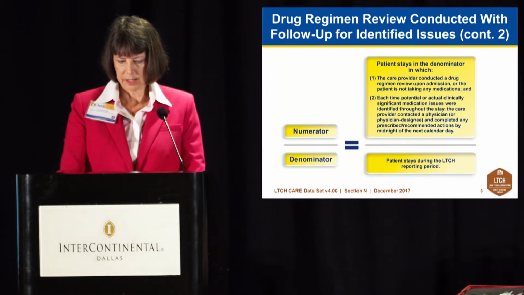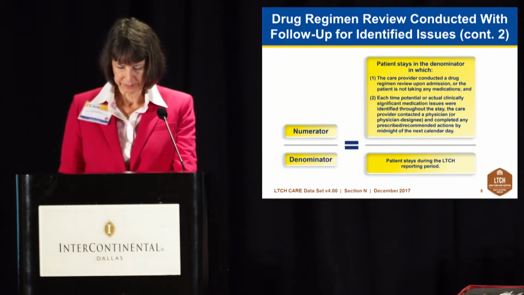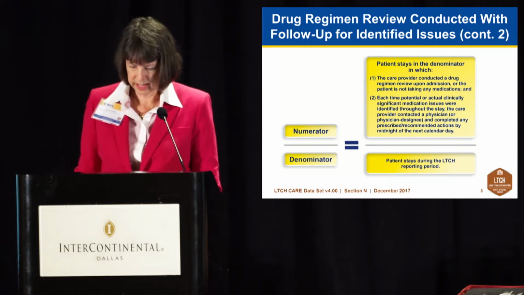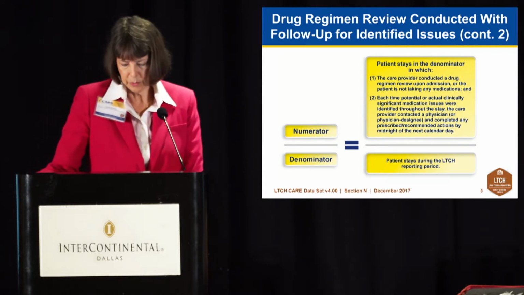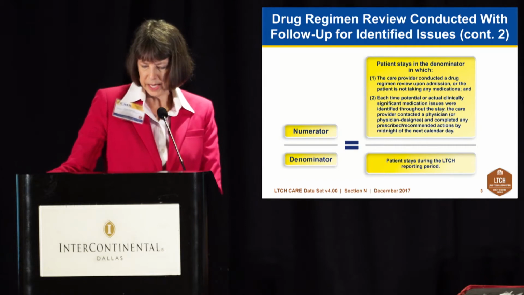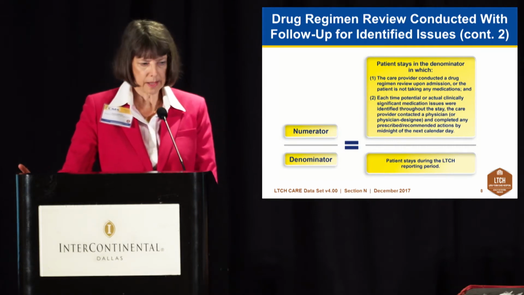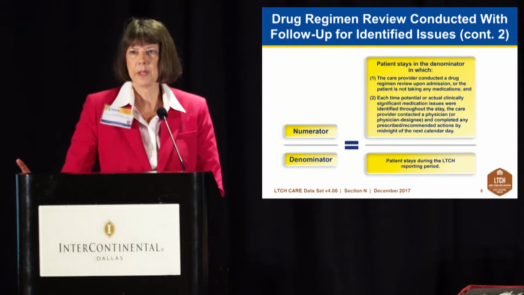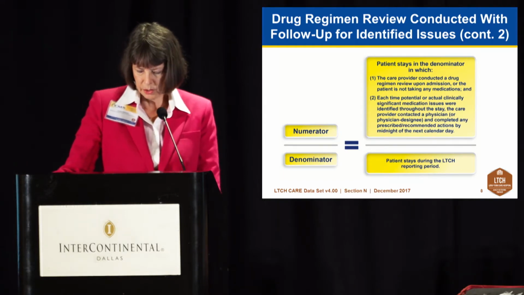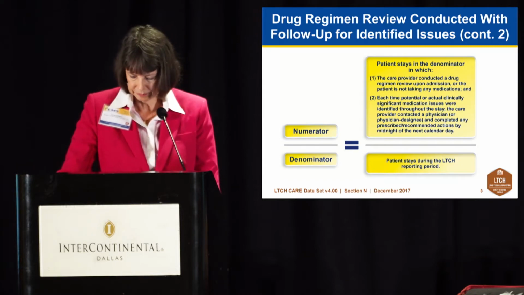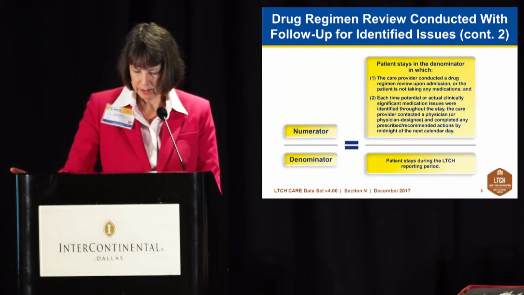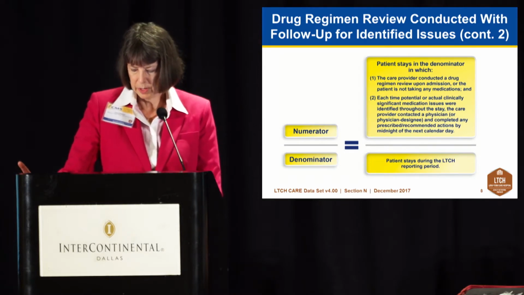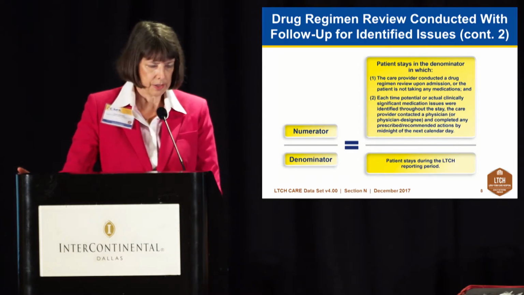So let's look at this from an equation perspective here with your numerator and your denominator. When we're calculating the percentage of patients that successfully met the DRR measure criteria, we first have to set up this fraction. You can see we have the numerator on the top and the denominator on the bottom, and we'll be dividing the numerator's number by the denominator's number.